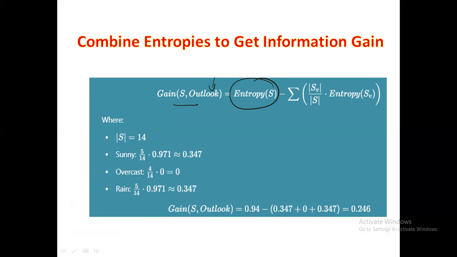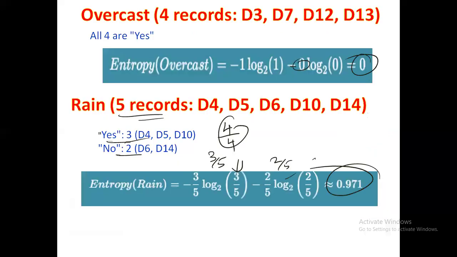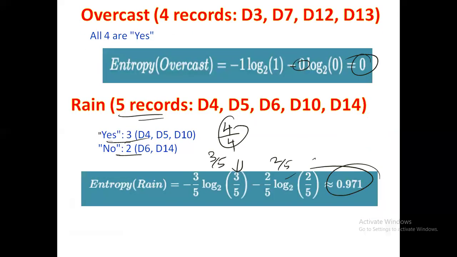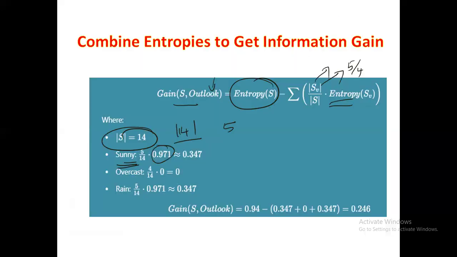0.94, and the summation of modulus of Sv divided by S, times the entropy of Sv, for each attribute value. So first, the general entropy. For Sunny, what is the total number? The modulus of S, there are 14 variables. For Sunny, we are taking 5 variables, so 5 divided by 14 into the entropy value, which we have found out to be 0.91.